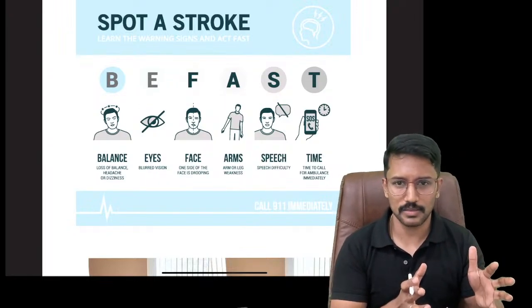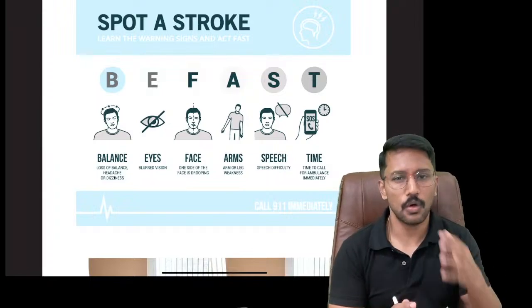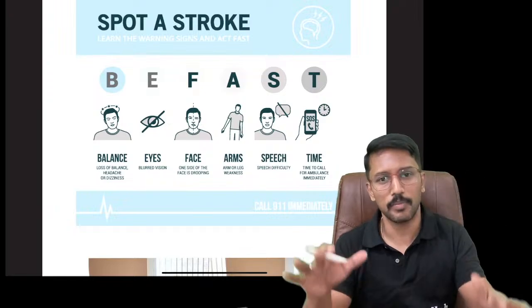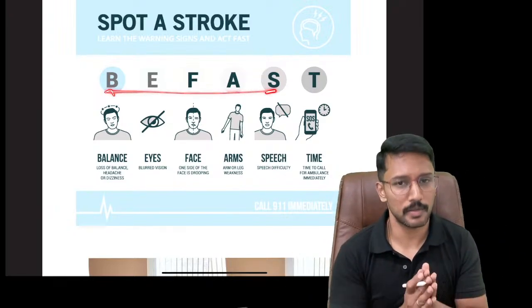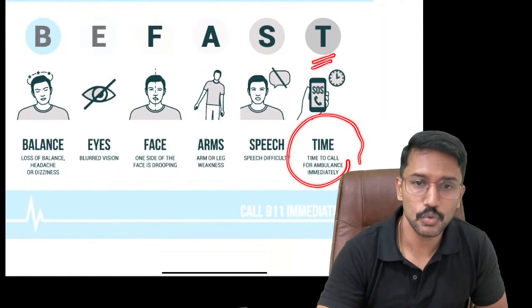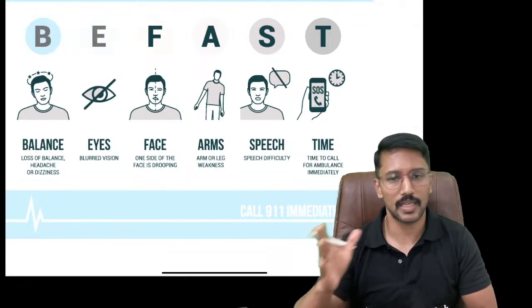he has lost balance or is feeling dizzy, has sudden onset vision issues or eyeball movement issues, if his face has become asymmetric, or if he has developed arm weakness or speech issues, if any one of them is present, then without wasting time, T here refers to time. Without wasting time, the patient should be brought to a medical care facility.